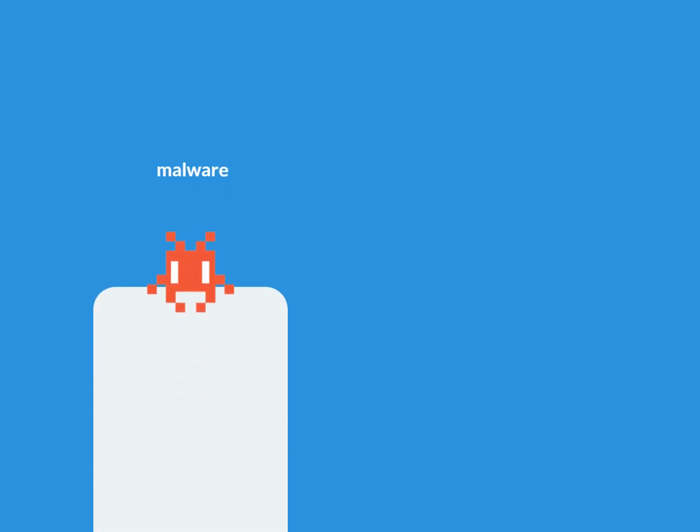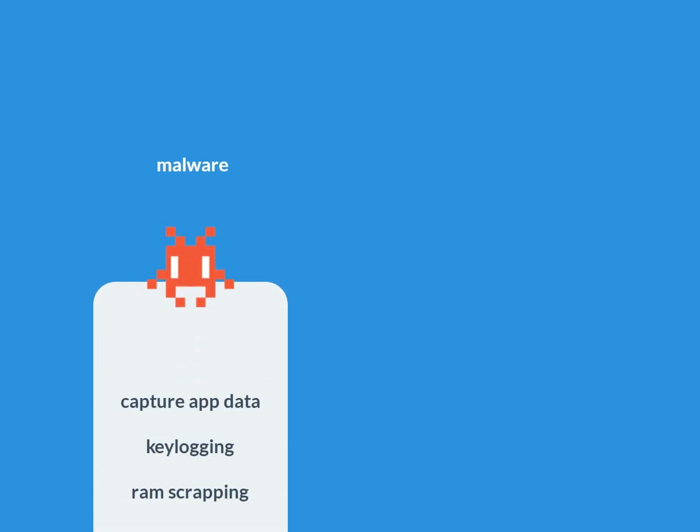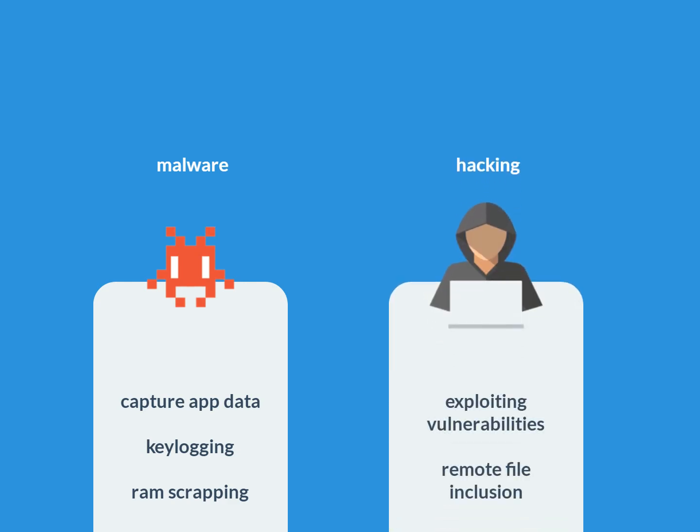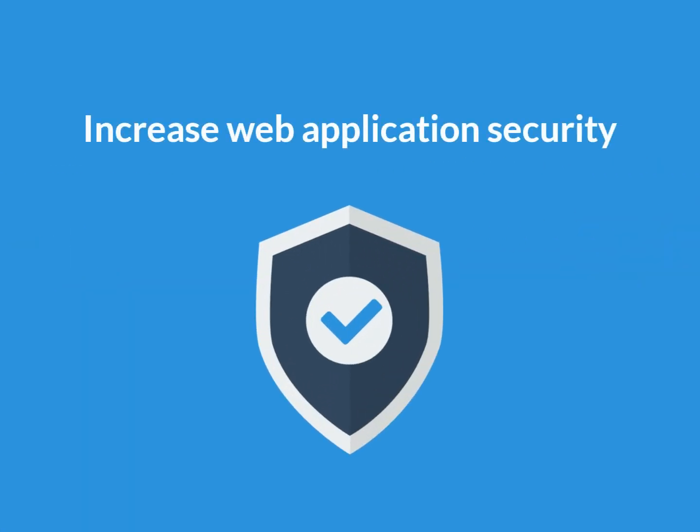Malware used to capture app data, perform key logging, or RAM scraping are common. Hacking activities include exploiting a known vulnerability or remote file inclusion. These trends point toward the need for increased web application security. In whatever dev shop environment you work in, and hopefully it's a DevSecOps one, security requirements need to be identified early on and validated to ensure that they are properly in place.